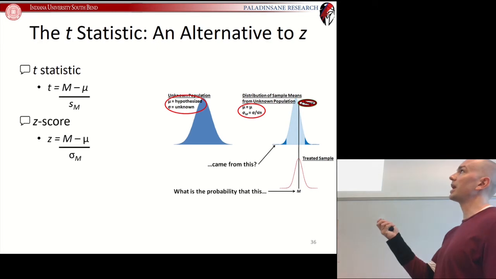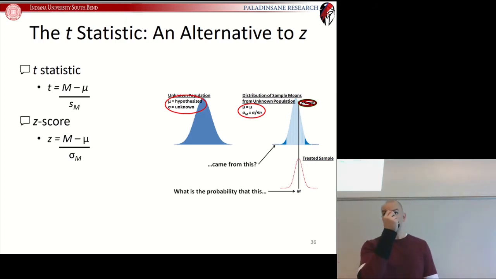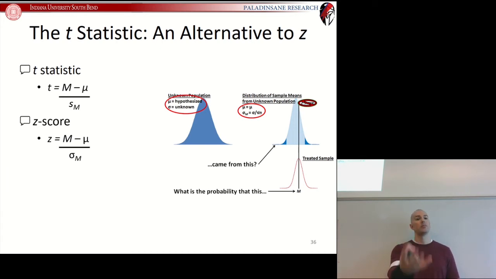Your sample mean is still your sample mean. The mean of your comparison distribution is still the mean of your comparison distribution. Basically, everything has remained the same. It's just that the standard deviation is that estimated standard deviation, that estimated standard error. So again, blink and you'll miss it. This is the t statistic formula.